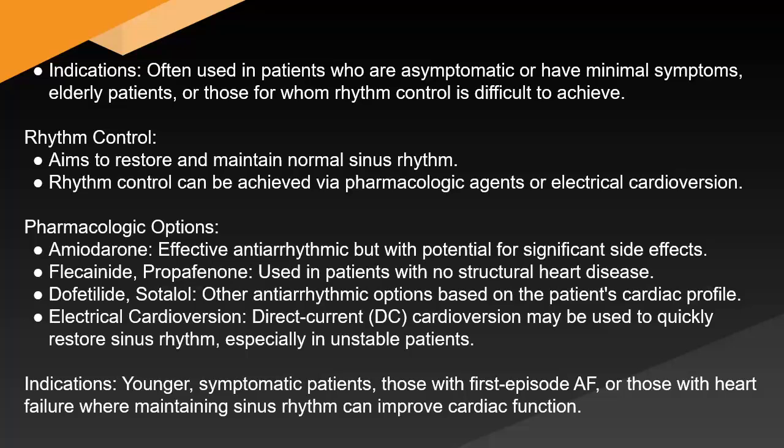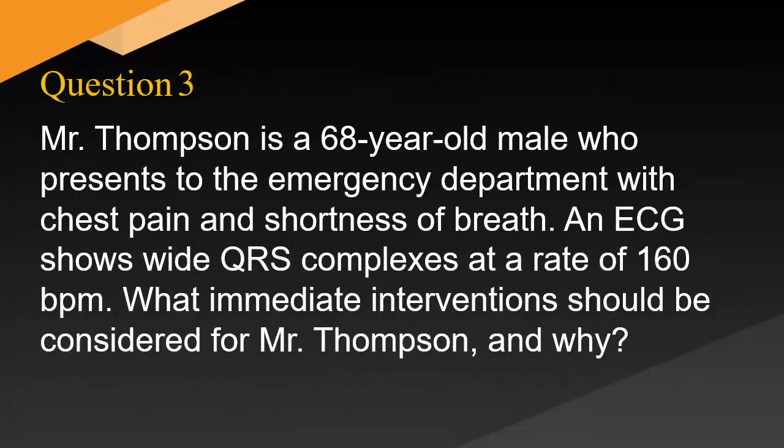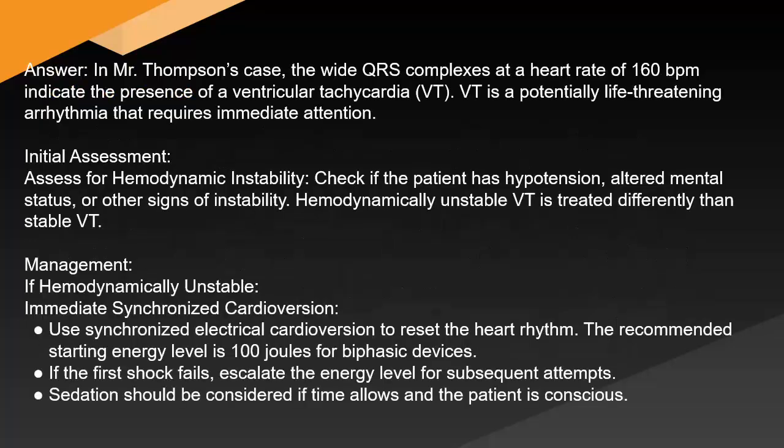cardiac function. Mr. Thompson is a 68-year-old male who presents to the emergency department with chest pain and shortness of breath. ECG shows wide QRS complexes at a rate of 160 bpm. What immediate interventions should be considered for Mr. Thompson and why? Answer. In Mr. Thompson's case, the wide QRS complexes at a heart rate of 160 bpm indicate the presence of a ventricular tachycardia (VT). VT is a potentially life-threatening arrhythmia that requires immediate attention.